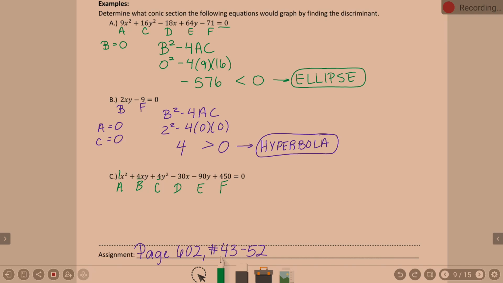So, if we do our B squared minus 4AC, B is 4, so 4 squared minus 4 times 1 times 4. We end up with 16 minus 16, which equals 0. And what do we know when the discriminant equals 0? It is a parabola.